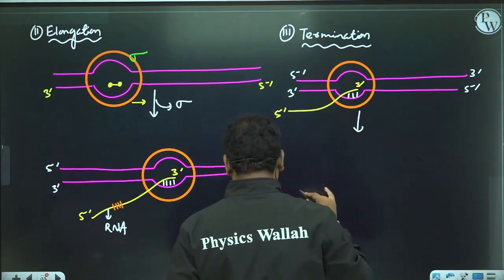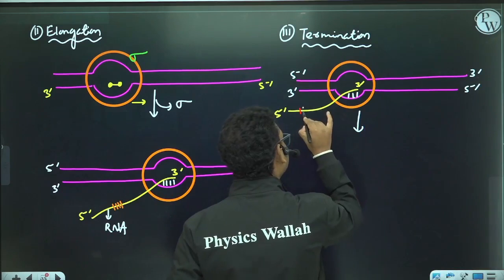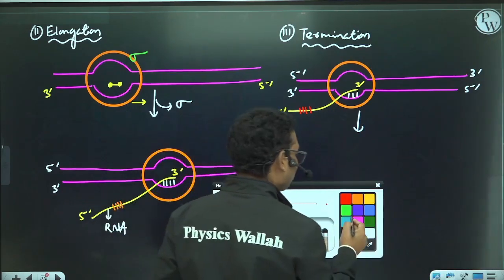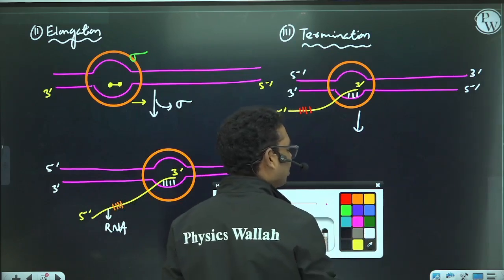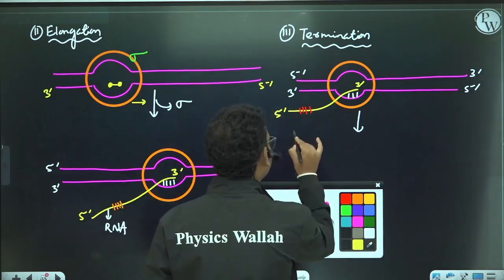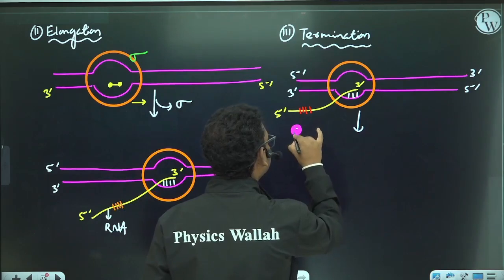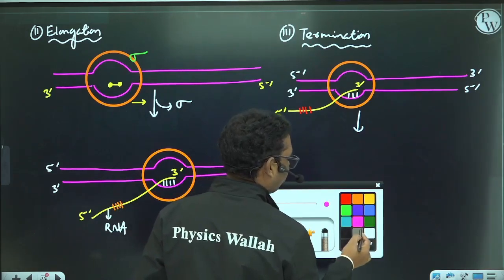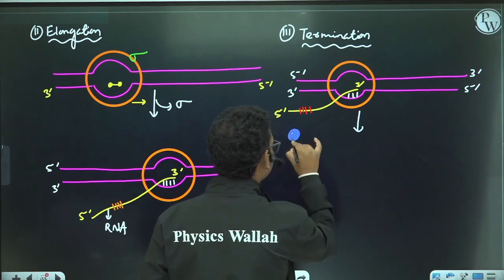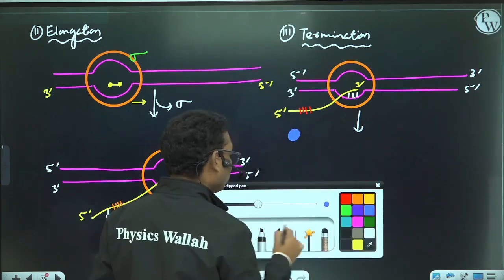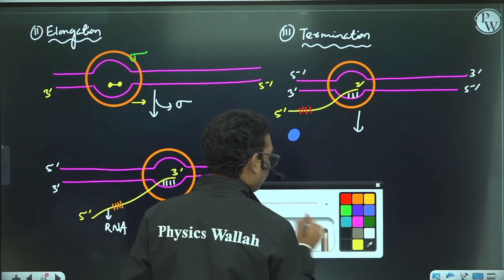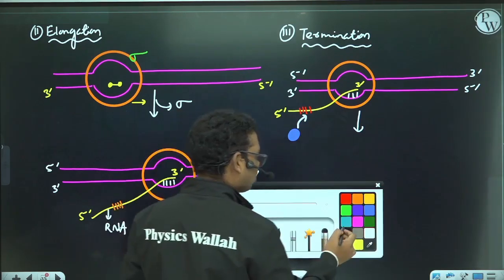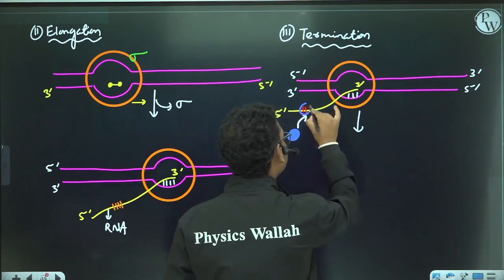Some sequences are produced in the RNA molecule, and that sequence will be recognized by the rho factor. So suppose this one is the rho factor. Now this rho factor will go and bind to this sequence.